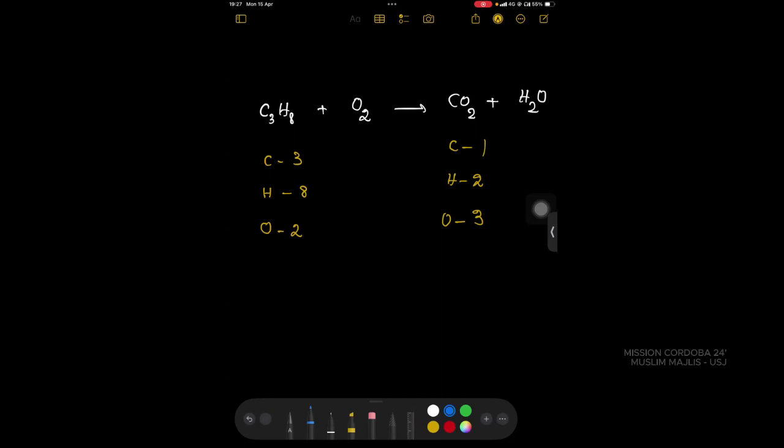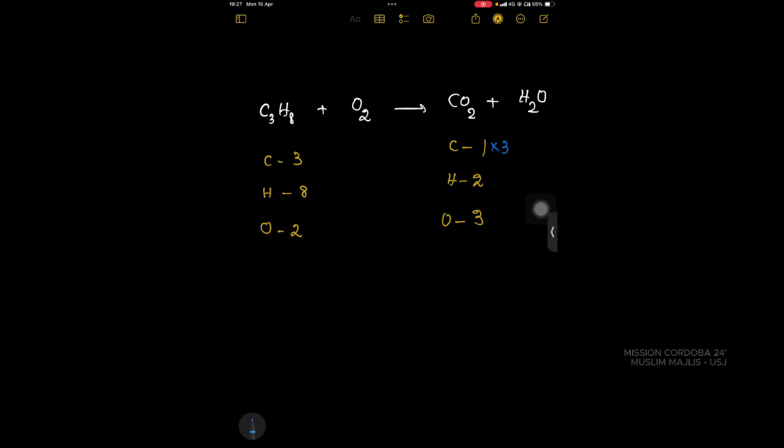Now if I need to balance carbon, on the right-hand side I have to multiply by 3. Then I'll get 3, so 3 carbon dioxide. Because of this, is there any change to the number of hydrogen? I'm talking about the right hand. No. Now count the number of oxygen. From this set, we get 6 oxygen. From this set, we get 1 oxygen. So now the new number of oxygen is 7.